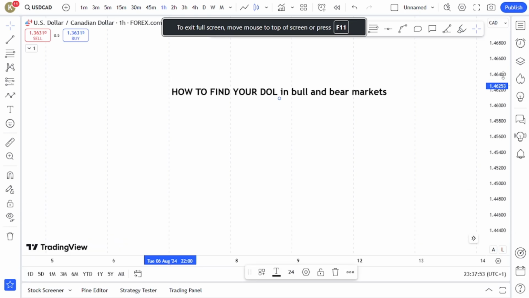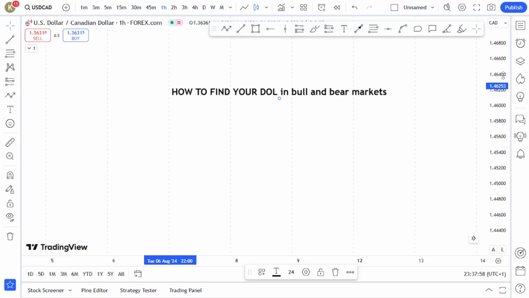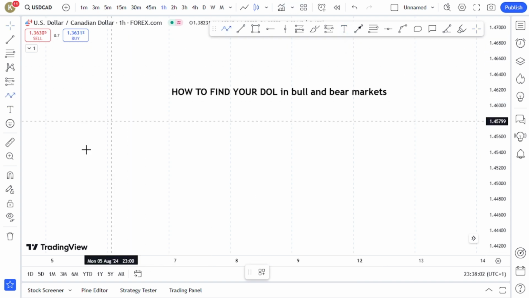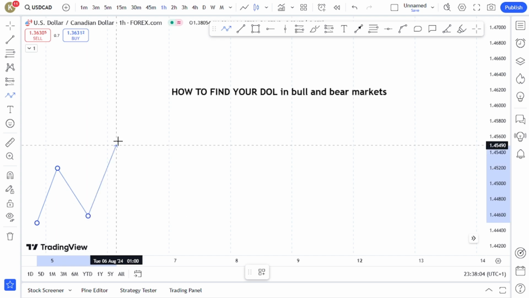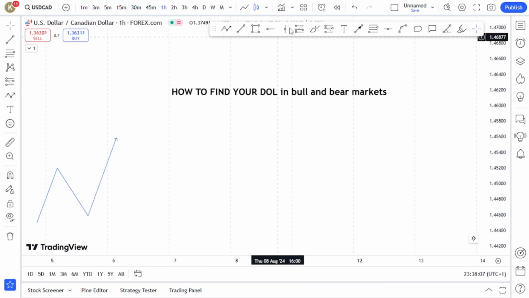How to find your draw on liquidity in bull and bear markets. So in this video, I'm going to show you something that's going to open your eyes real wide. Now, there are two ways to look at this draw on liquidity.